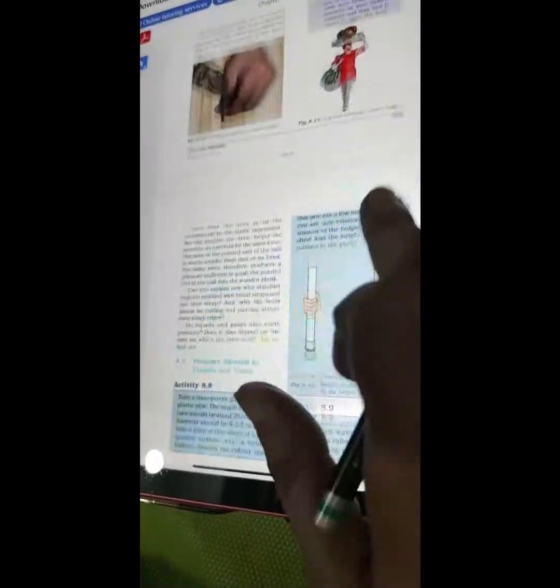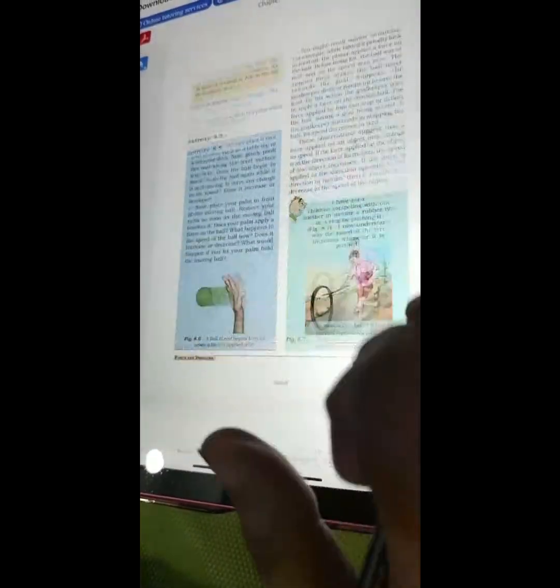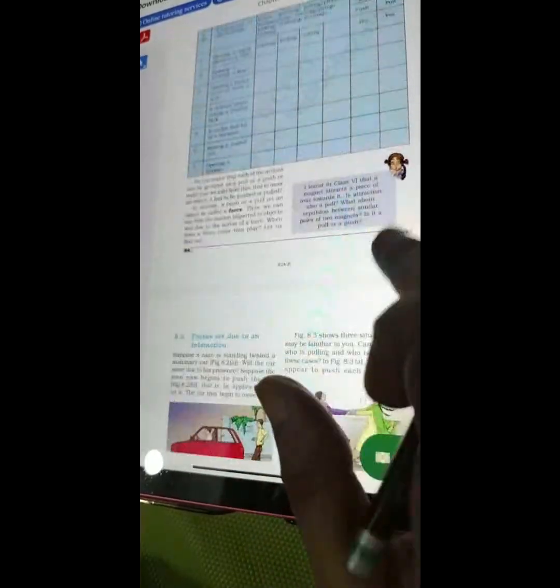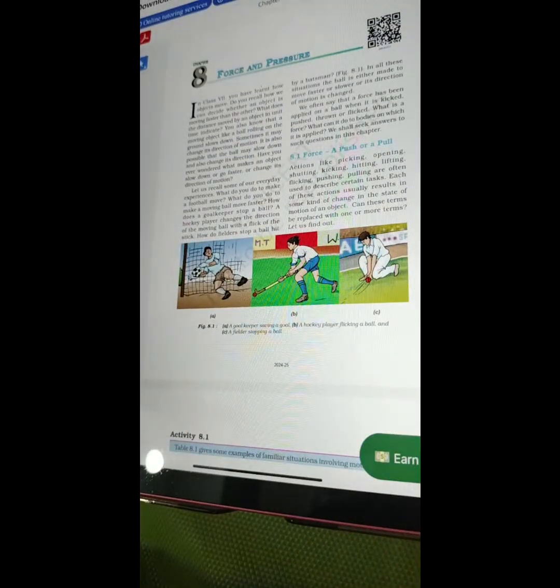So, with this, we are done with the reading of a lengthy chapter. That was chapter 8, Force and Pressure.